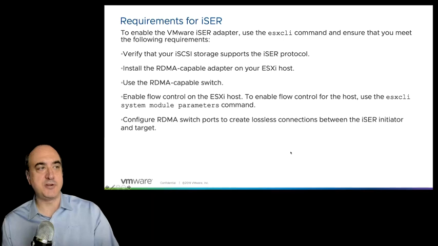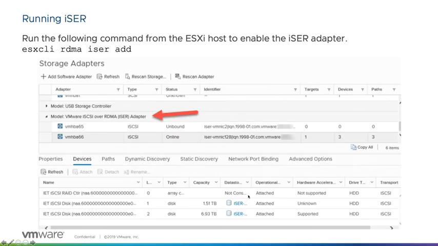So requirements, make sure your iSCSI storage supports iSER, and that we have the RDMA capable adapters on your ESXi server, just like we saw with NVMe over RDMA. You need the same basic kind of network adapter. And you'll need an RDMA capable switch, because these are unique frames. They're not the standard Ethernet frames. And you'd also want to make sure that the switch port has been set for lossless. You can also adjust the flow control on the ESXi host. So there's an ESXCLI command for managing that. And then again, make sure you have your RDMA switch ports set for lossless connections for your iSER initiator and target systems.